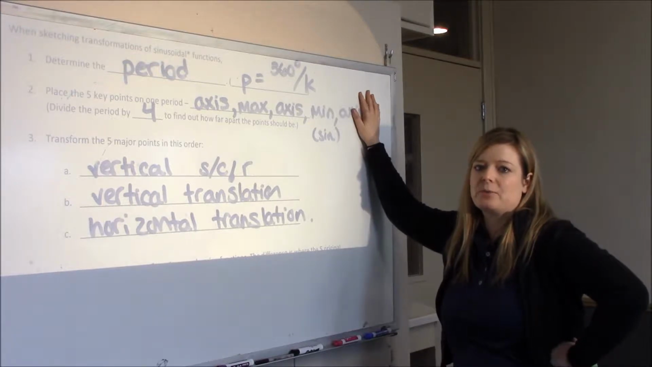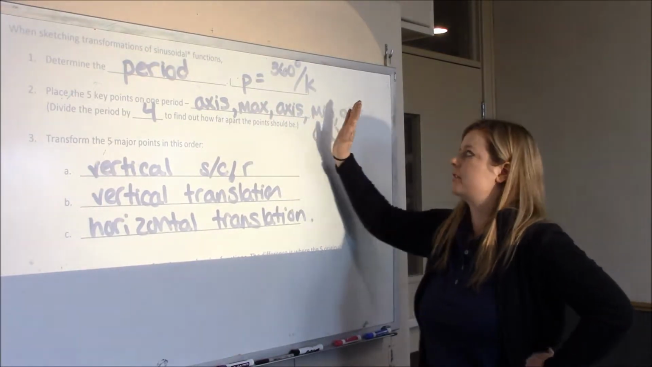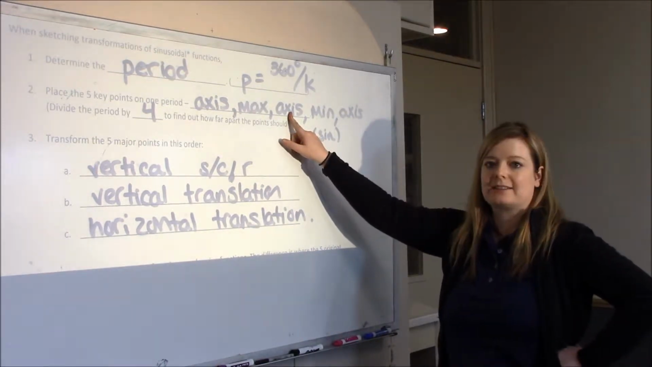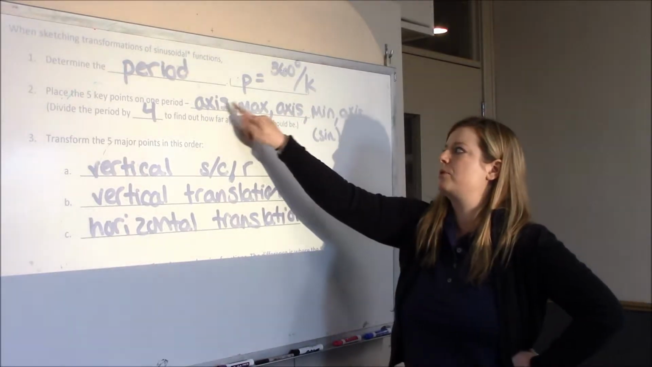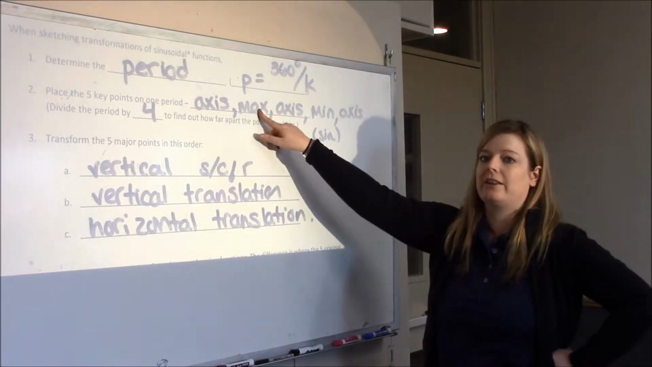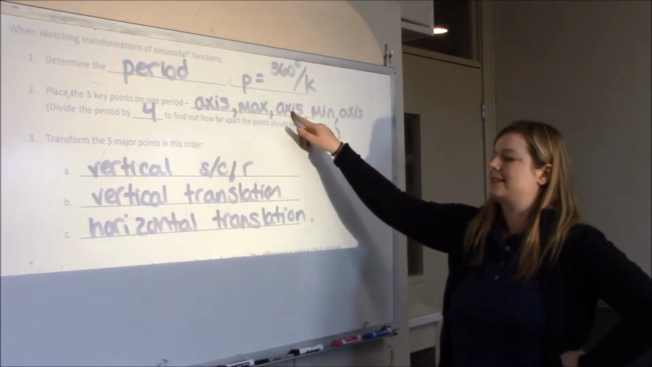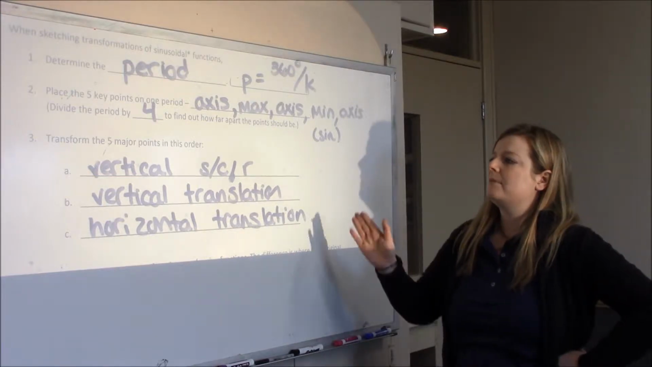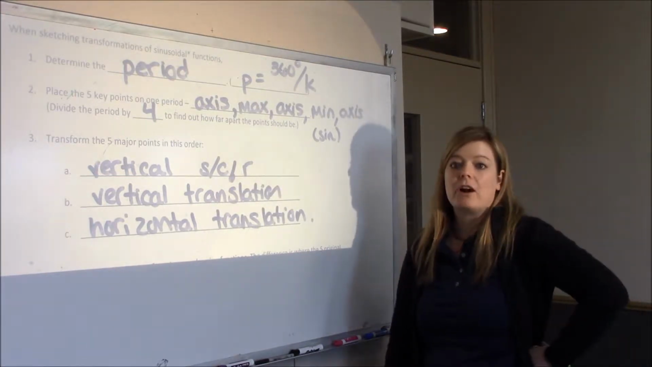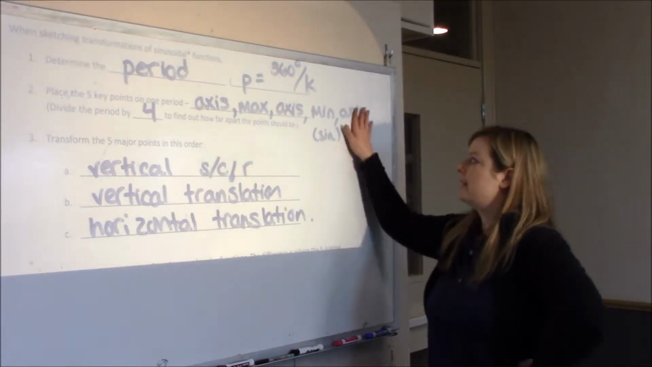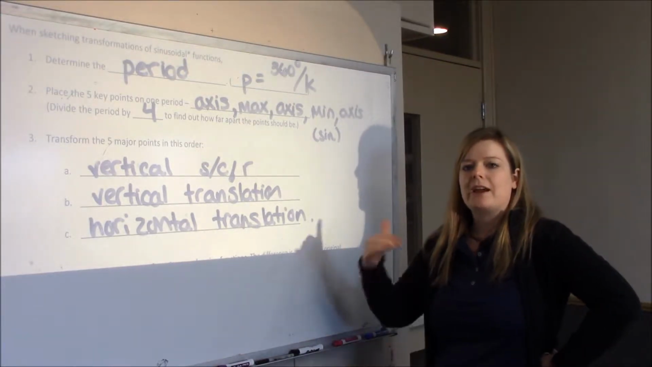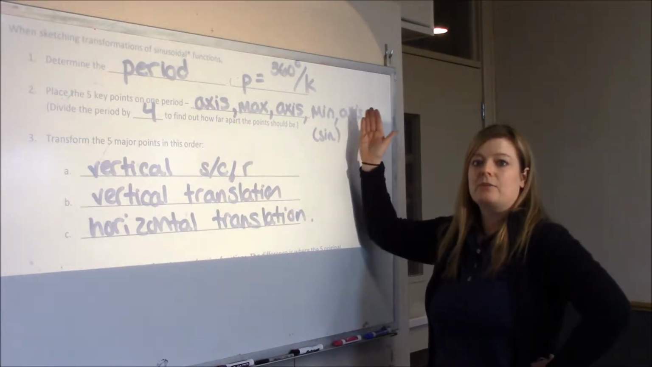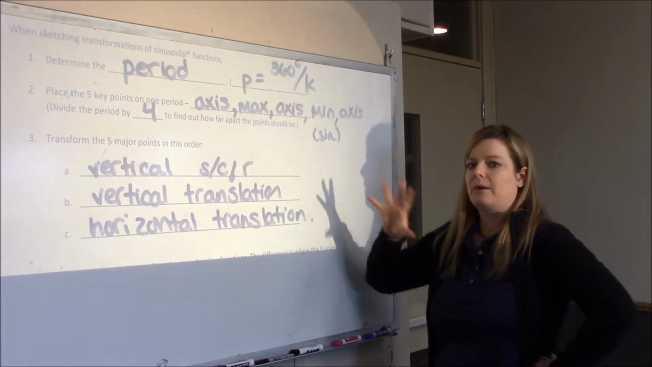So if your period is 120 degrees, you want to start at 0 and end at 120. And then halfway through you'll have another axis point, so we're at 60. And then halfway between those two axis points, at 30 you'll have a max, and then halfway between 60 and 120, at 90 you'll have a min, okay? So you want to divide the period by 4 to find out how far apart the points should be. So if your period is again 120, divided by 4 is 30, so you would have 0, 30, 60, 90, 120. So you'll be able to plot all 5 of your points within those 4 spots.